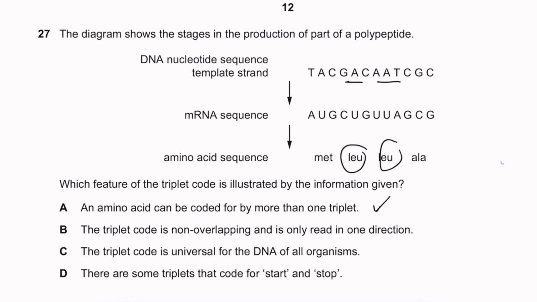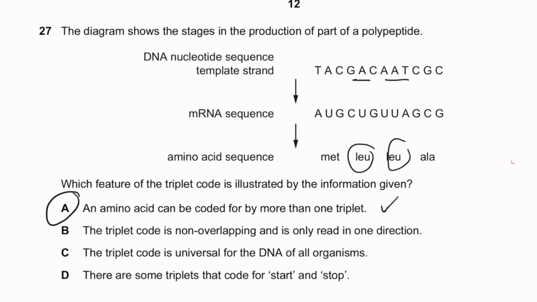So this is true. The triplet code is universal for DNA of all organisms. Again, this is not what's represented in this diagram, because if we were to have, for example, a prokaryotic cell's DNA nucleotide sequence template strand, and then a human's, and this would show us that they both have the same template strand, or same amino acids for the same codes, sure, this would be represented here, but this is not what's illustrated by the information. There are some triplets that code for start and stop, again not shown here, so we could just immediately go A.